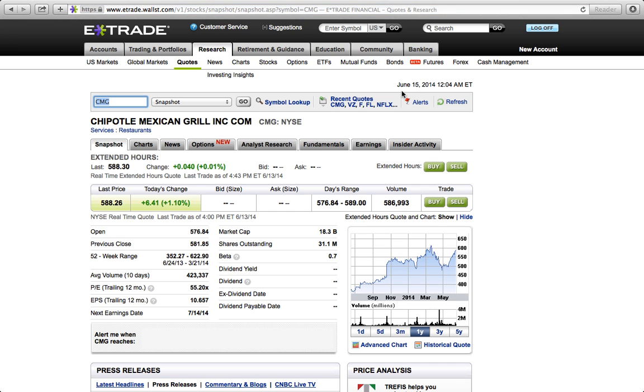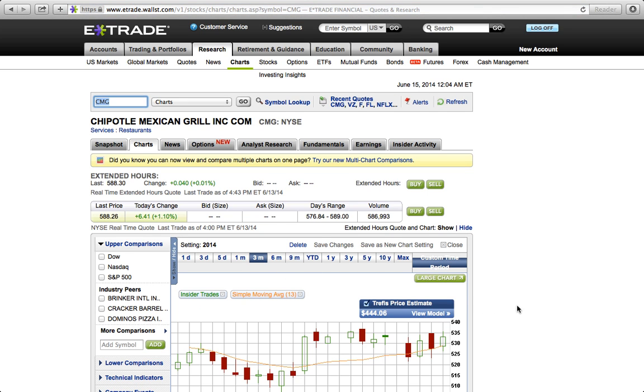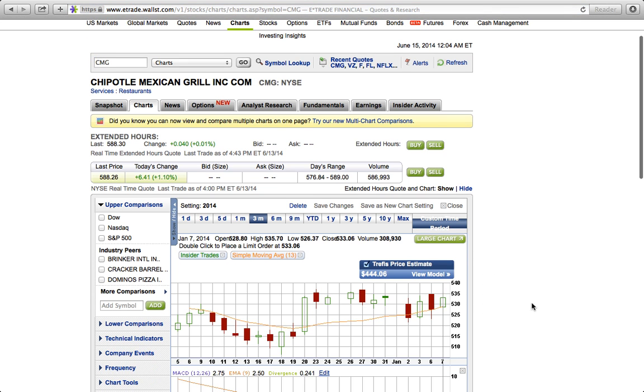Is it in a bearish state, which means it's going down? What is the stock doing? So let's go here, for example. This is Chipotle we're looking at, and you can see if a stock is trading high, what it used to be.